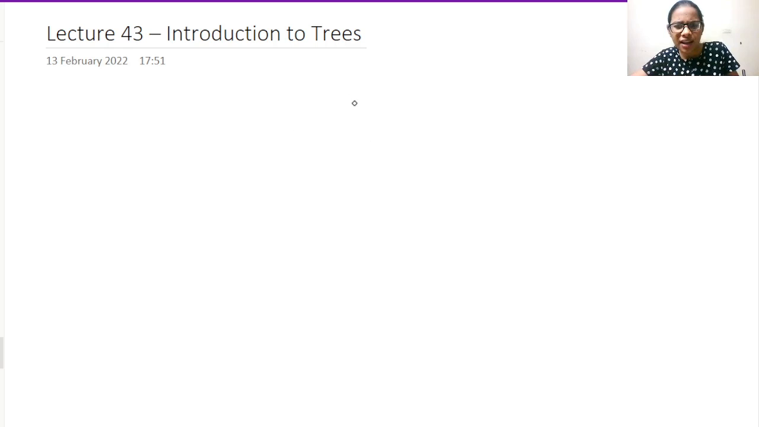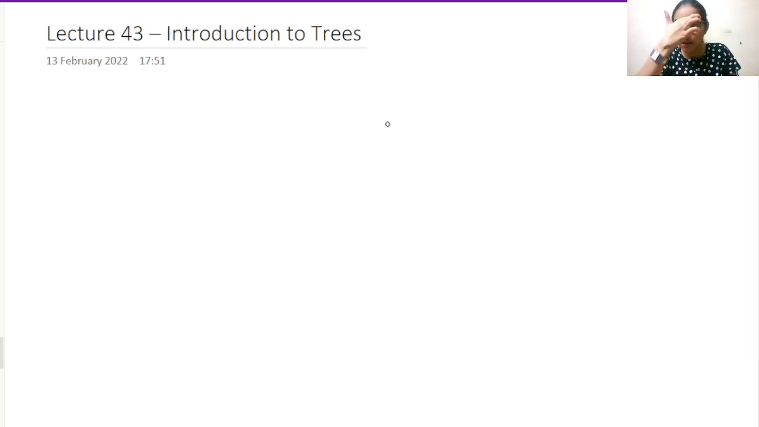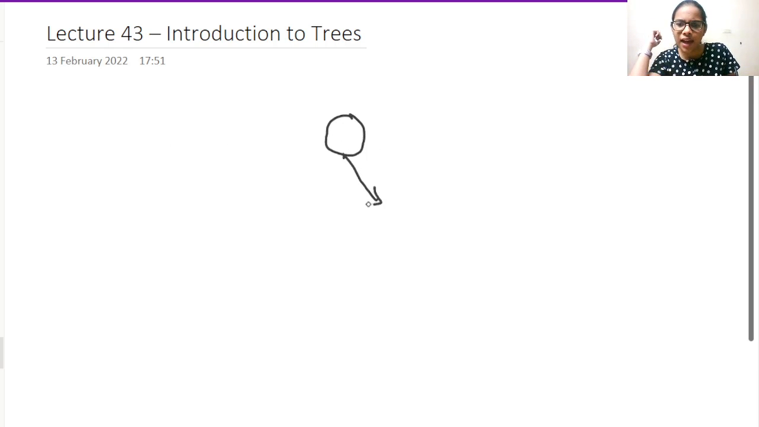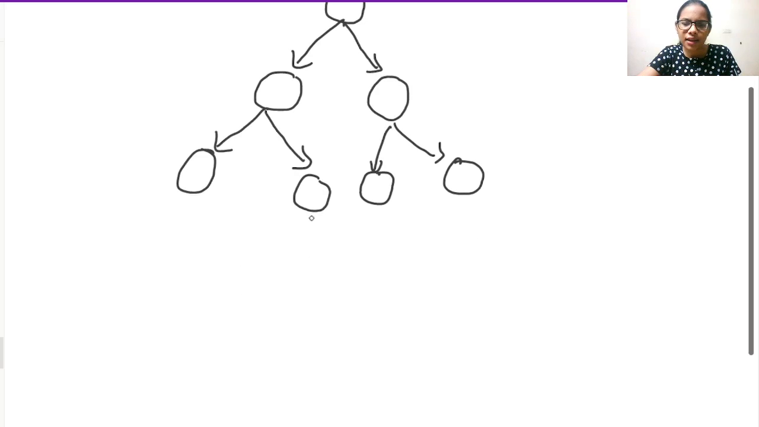Okay, so a tree data structure is a hierarchy. Let us say this is the root, the origination of the tree data structure. It will have two of its children in the hierarchy. These are known as children. Over here we have two more children. Then we can have one more child of this and one more child of this.